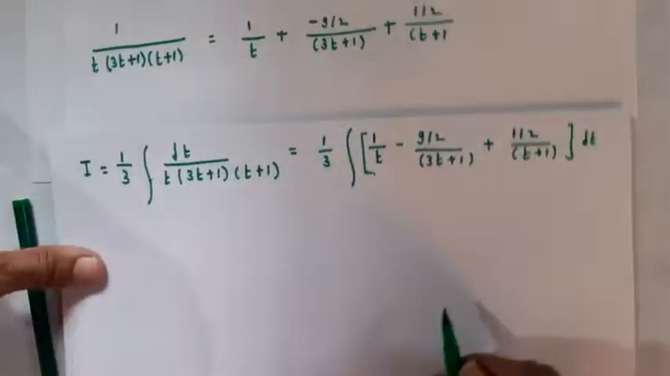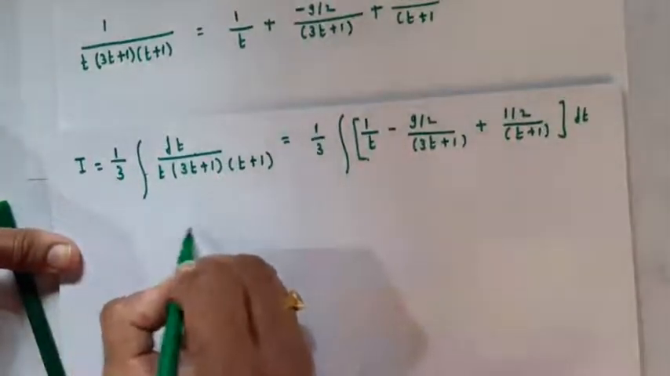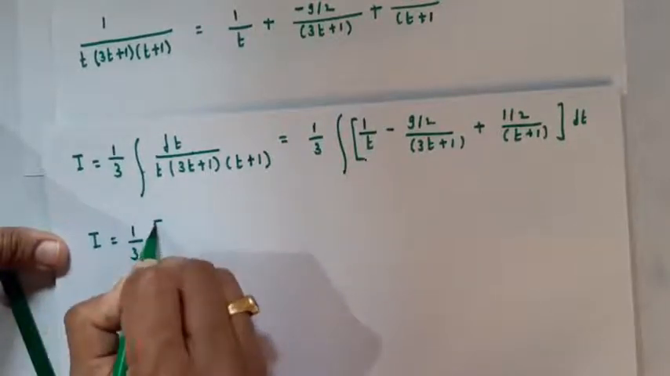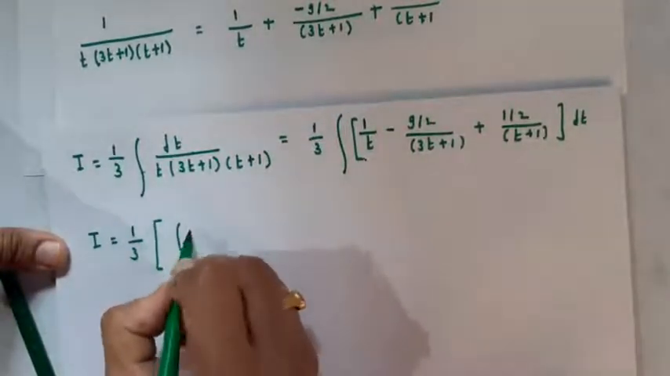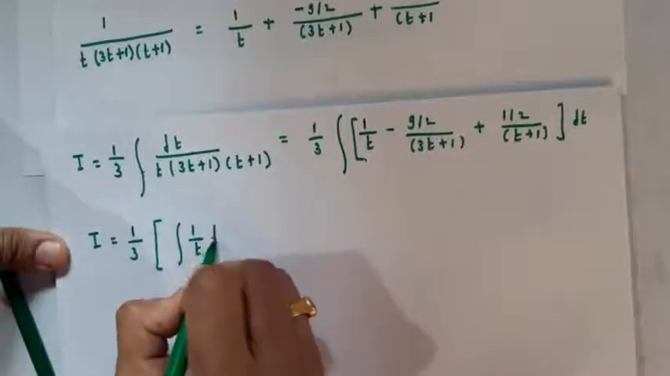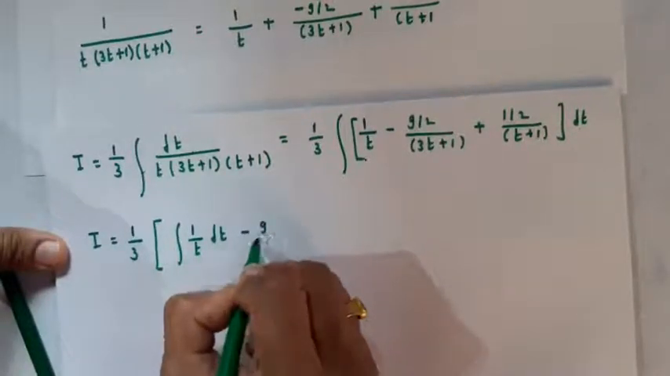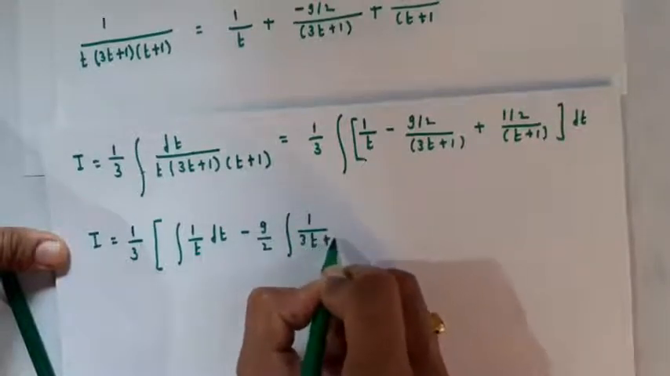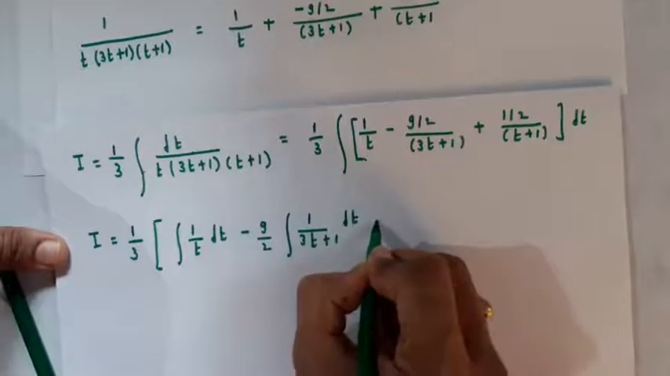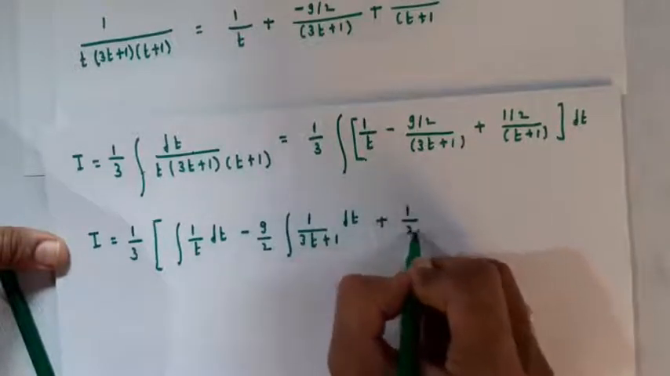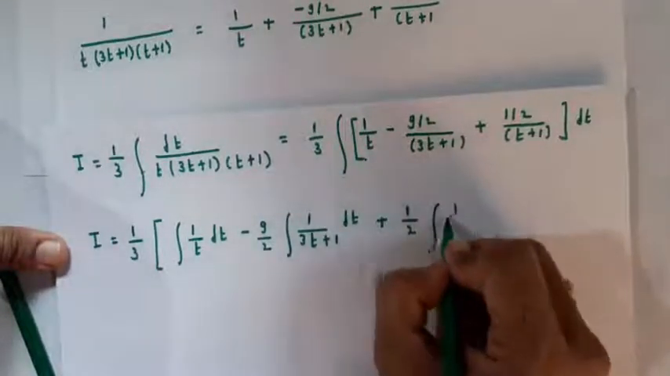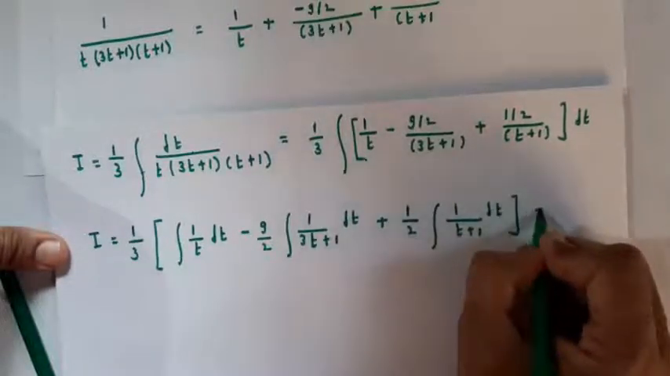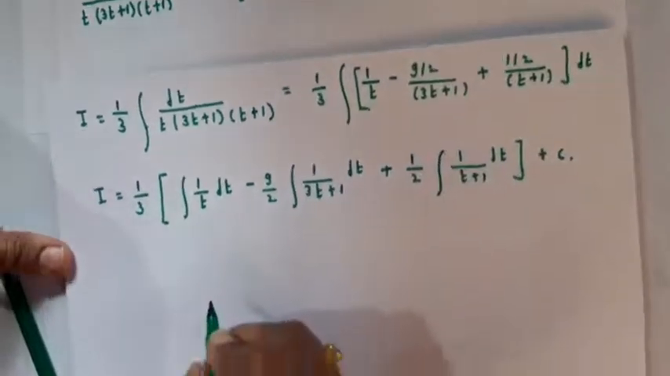Okay. Now let us take their integration separately, and this integration I equals 1 by 3 outside the integration of 1 upon t with respect to t, minus 9 by 2 as a constant, 1 upon 3t plus 1 with respect to t, plus 1 by 2 as a constant outside the integration, 1 upon t plus 1 with respect to t plus constant of integration c.